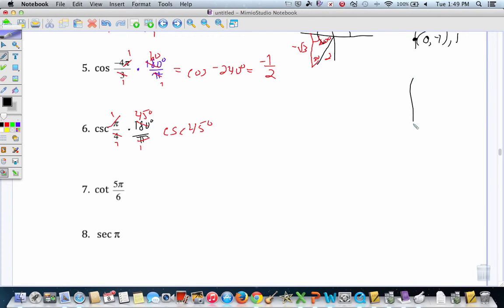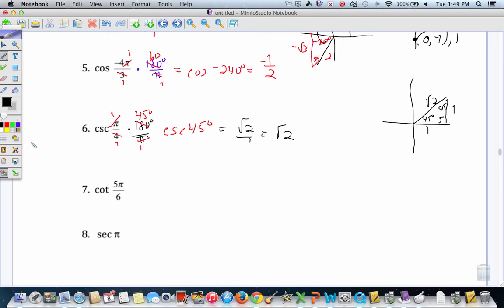Again, hoping we would all agree that that would lie in quadrant number 1. So we have a 45 degree angle. We'd come straight down and make a 45, 45, 90, or 1, 1 and square root of 2. Cosecant being r over y, so the cosecant is going to be square root of 2 over 1, or just the square root of 2.